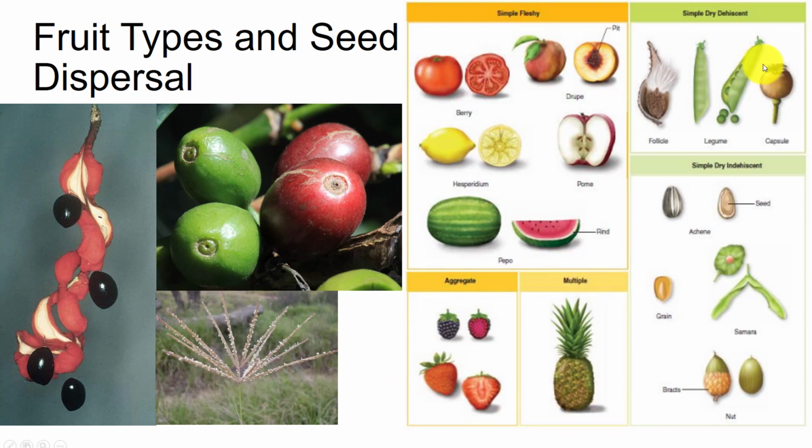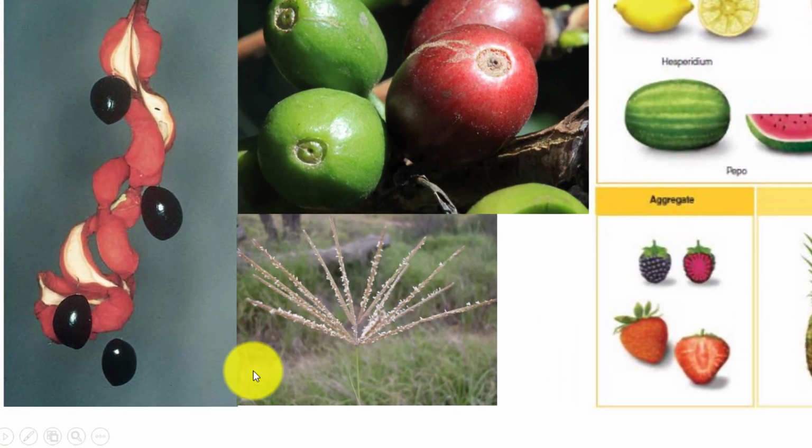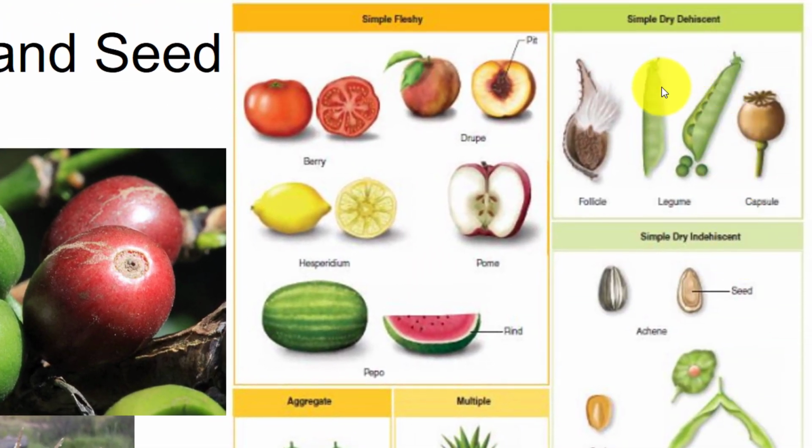There are dry fruits, inedible to animals, and fleshy fruits, eaten to distribute seeds. Dry fruits are further classified based on fruit opening. Dehiscent fruits break open, releasing the seeds. Indehiscent fruits do not. In grasses, seed and fruit are fused together, called a caryopsis. There is little protection and no attraction for animals. Fruits of beans and peas are called legumes.